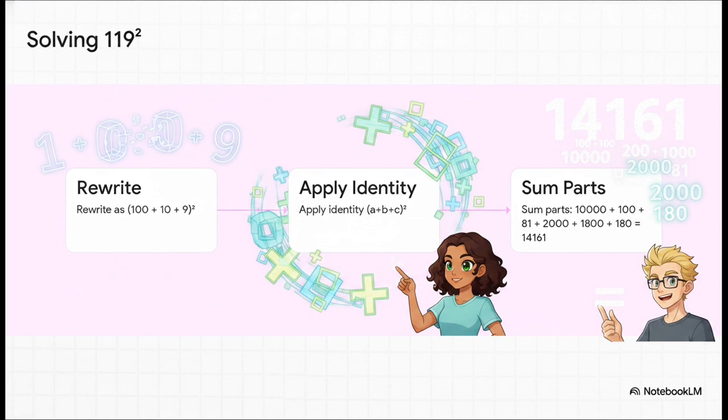Twice 100 times 10 is 2,000. Twice 100 times 9 is 1,800. Twice 10 times 9 is 180. Add those simple round numbers together, you can even do it in your head, and you effortlessly arrive at 14,161. That is the real power of identities. They turn hard multiplication into super simple addition.